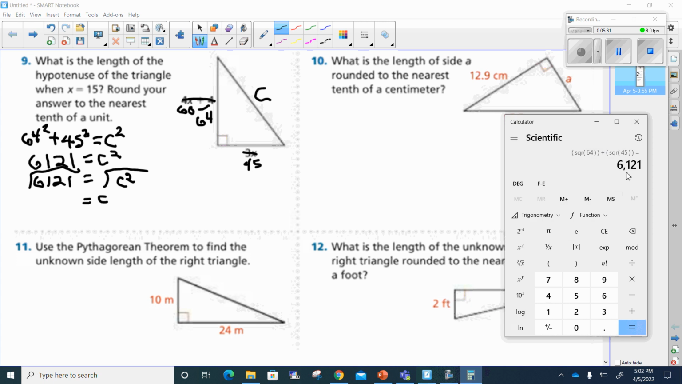So I'm going to take the answer that I got and then find the square root. And it says round to the nearest tenth, and the tenth would be 2. So this is going to be 78.2. Yep, 78.2.